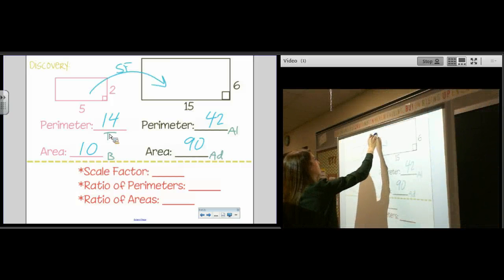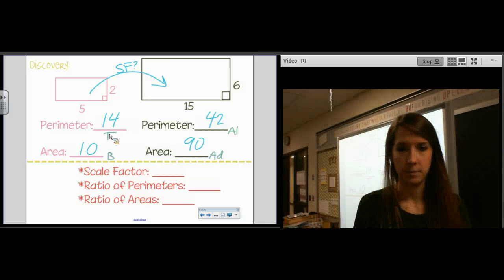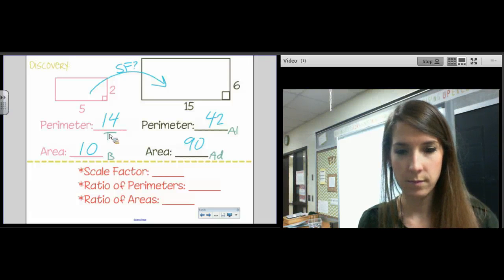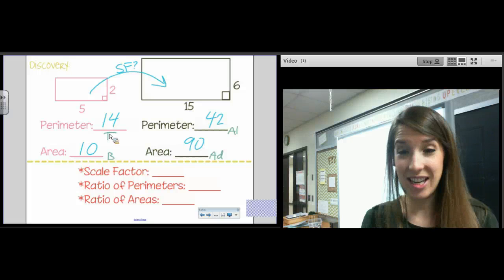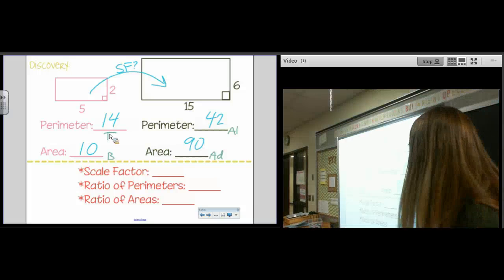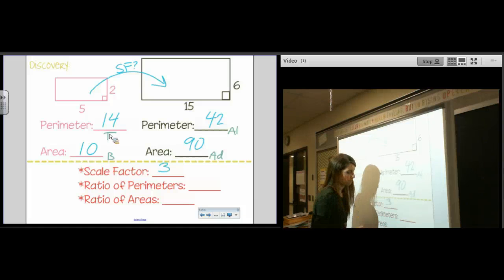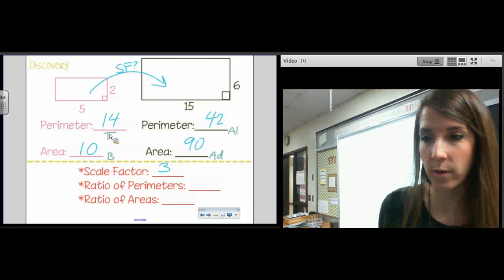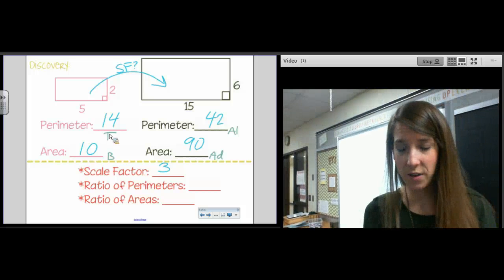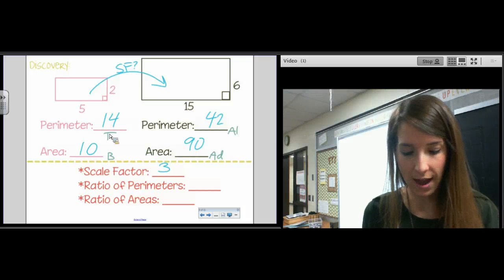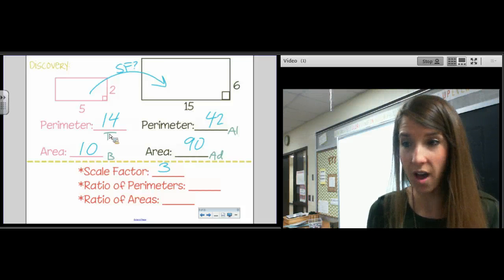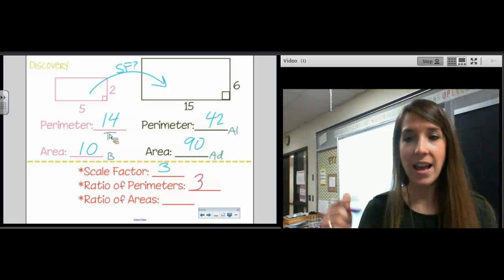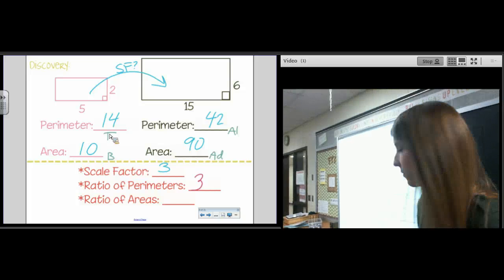What's the scale factor? Very good. 6 divided by 2. Second over first. Very good. The scale factor is 3. Now I want you to find the ratio of the perimeters. Ratio just means divide. Let's divide those perimeters. Are you ready? 42 divided by 14. Whoa! 3. Ratio of the areas. Ratio just means divide. 90 divided by 10.